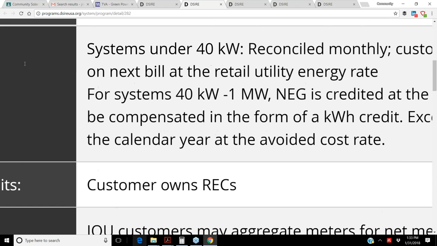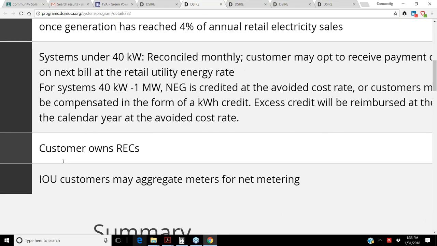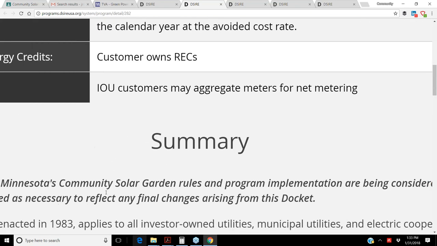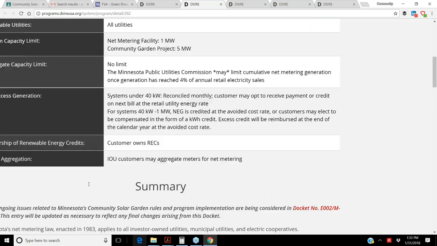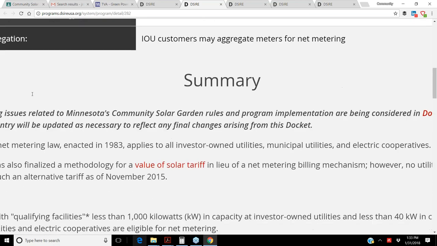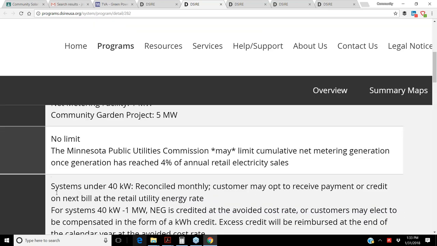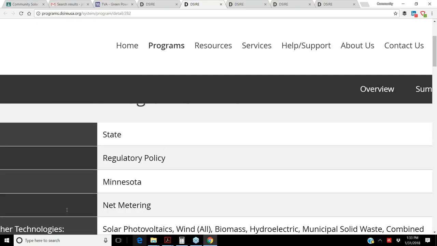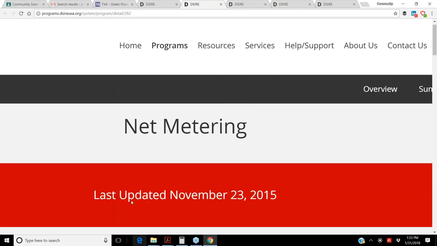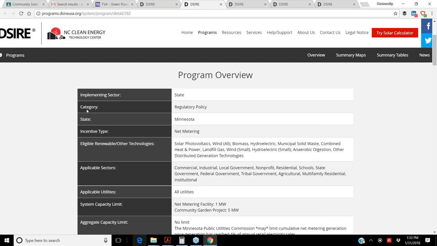It says customers own the RECs. You might do some aggregate meters for net metering. And there are some ongoing issues being considered, but basically what this says is Minnesota's state net metering policy is to allow net metering up to 1 megawatt on site, and they even have a community solar program where you can buy into these 5 megawatt projects and get a net metered rate up to 5 megawatts.